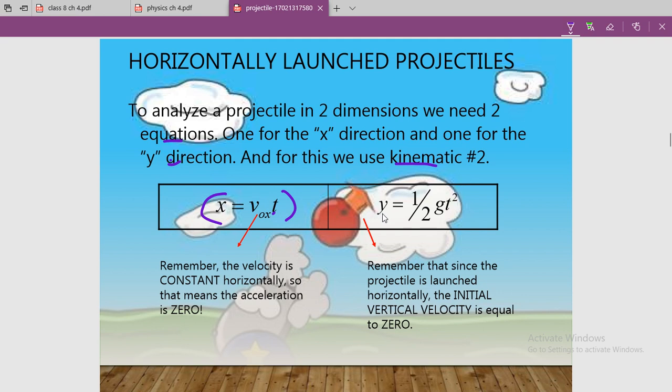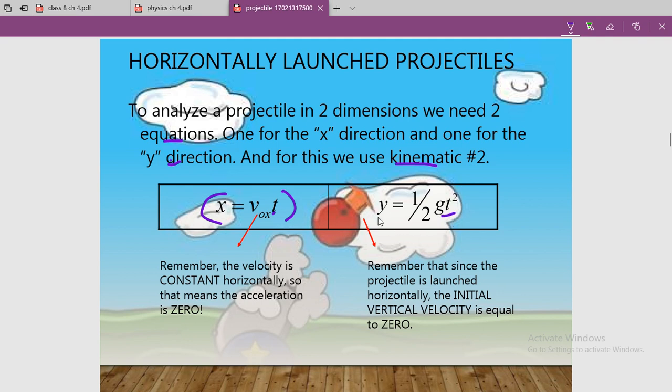But along the y axis the motion is accelerated motion, and you must use y is equal to 1 by 2 gt square. Because acceleration in this case is acceleration due to gravity, it is taken as g. Since the initial velocity along the y-axis, that is the vertical component of velocity, is 0 in this case, y is equal to 1 by 2 gt square here.